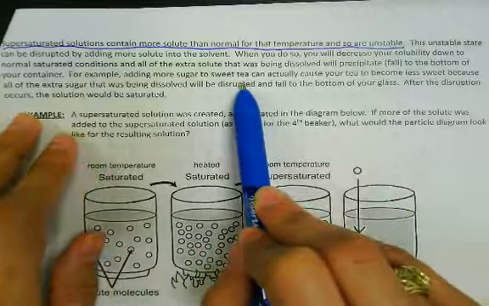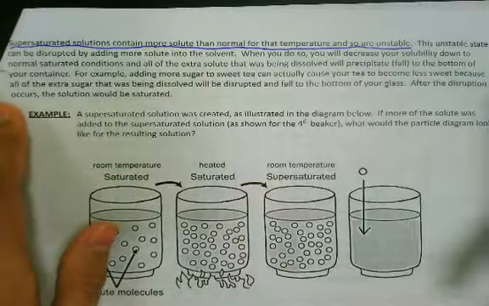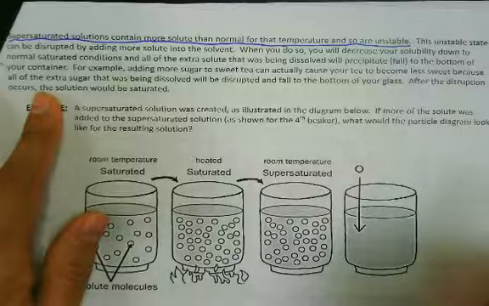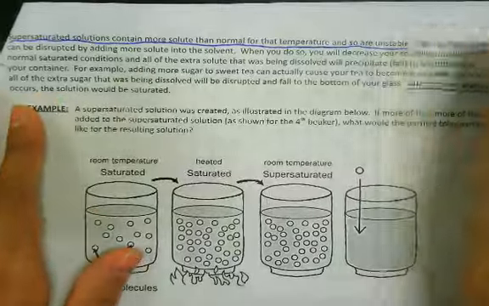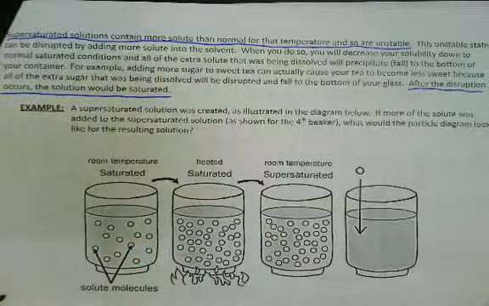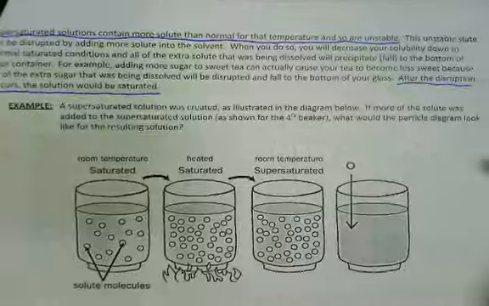It's just hanging out on the bottom, which is kind of gross if you get to the end of the cup and take a big drink. After the disruption occurs, after we've knocked out all that extra solute and it's just hanging out on the bottom, we consider the solution to be saturated again.